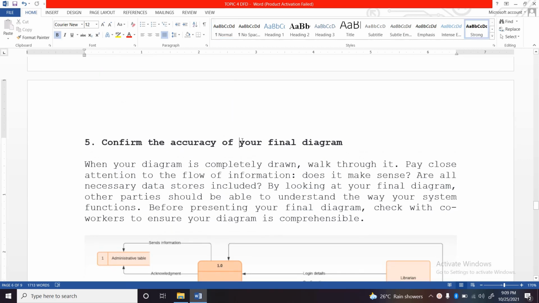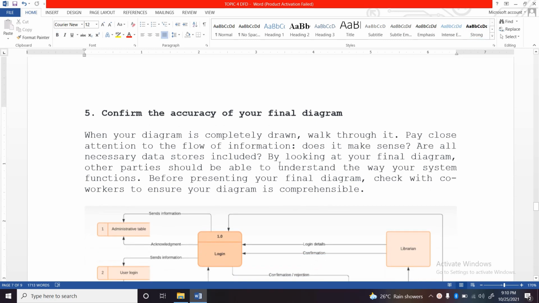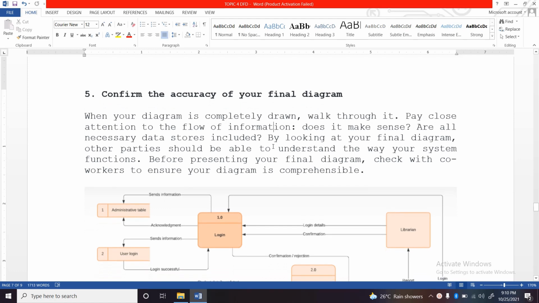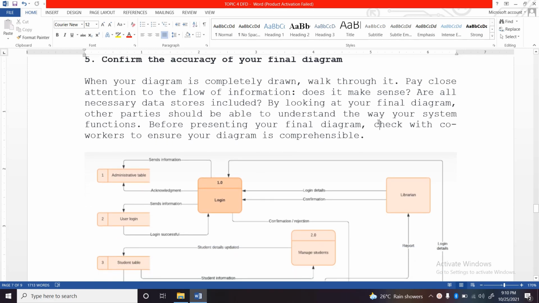And lastly, you need to confirm the accuracy of your final diagram. When your diagram is completely drawn, walk through it and pay close attention to the flow of information. So does it make sense? Are all necessary data stores included? By looking at your final diagram, other parties should be able to understand the way your system functions. And before presenting your final diagram, you should check with coworkers to ensure your diagram is comprehensible.